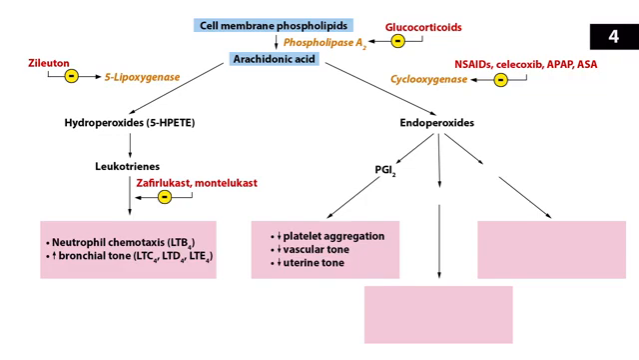Then letter O is prostaglandins. So PGE2 and PGF2 alpha increase uterine tone, so they're going to be helpful to induce labor. They're also useful as abortifacients because they induce uterine contractions. And PGE1 decreases vascular tone. So again, box P is increased uterine tone and decreased vascular tone.